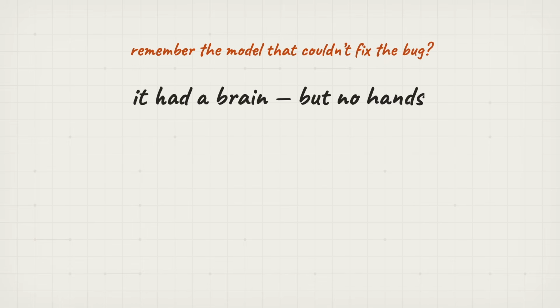So now let's come all the way back to where we started this video. Remember that model in the very beginning? The one that only talked to us and could not fix the bug? Now you know exactly what was missing in that moment. It had a brain, but it had no hands. There was no tools for it to run the test.